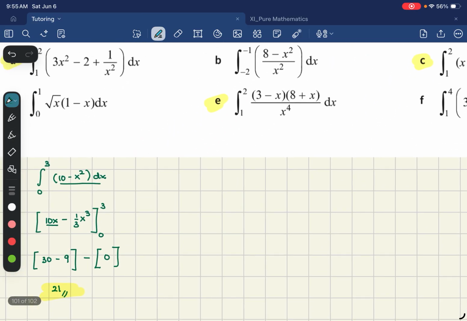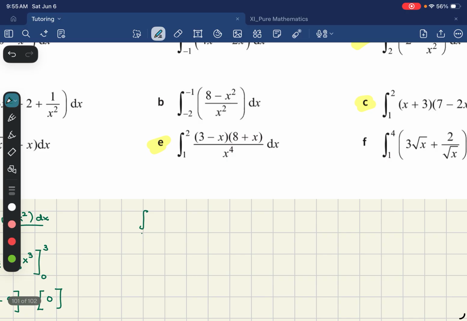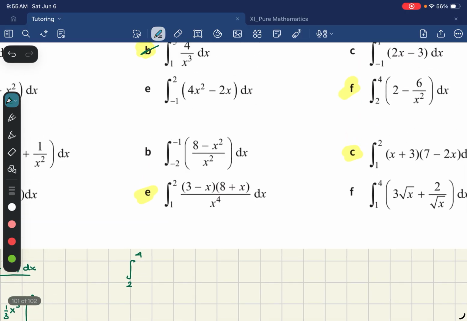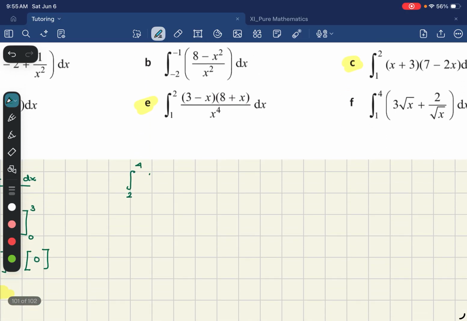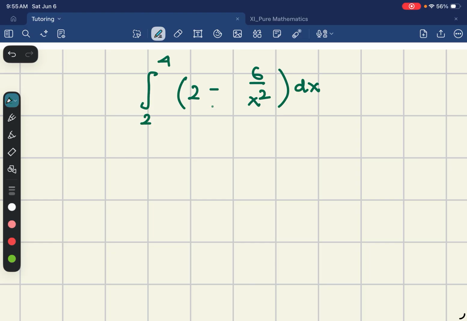And F is going to be very, very similar. F is going to be the integral from 2 to 4 of 2 minus 6 over x squared dx. All right. So let's integrate this. And I'm going to do it very quickly.